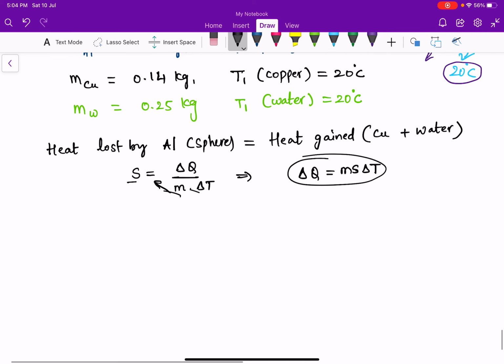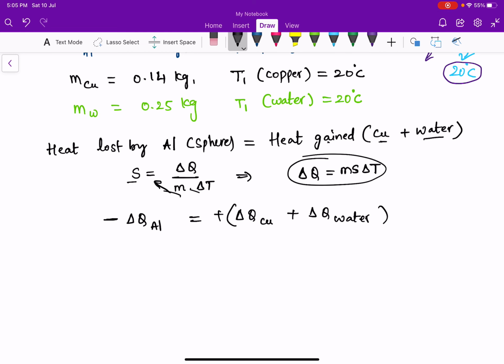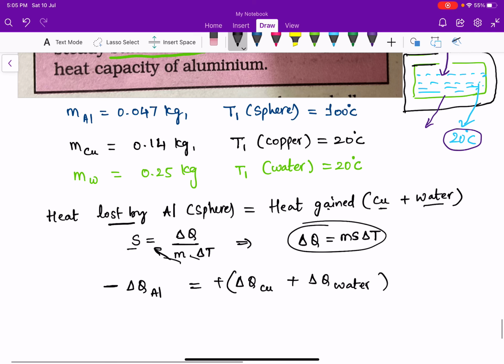So heat lost by aluminum sphere is equal to heat gained by copper plus heat gained by water. We know these both are gaining heat energy, so the sign convention is positive, and the aluminum sphere is losing heat energy. So the change in heat energy would be negative here because aluminum is losing heat energy.